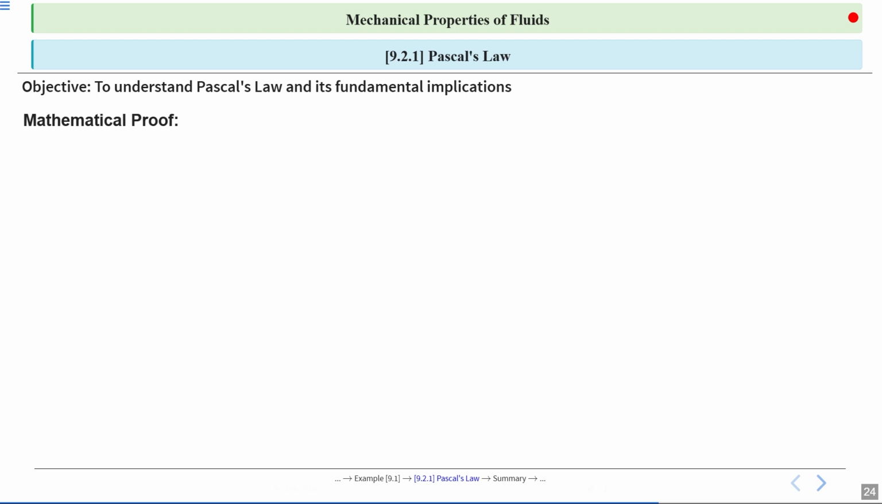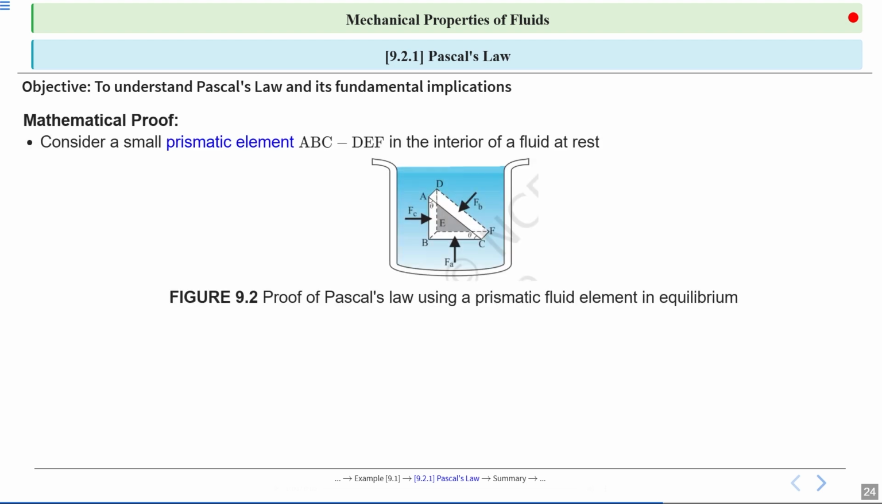Now, mathematical proof. Consider a small prismatic element labeled A, B, C, D, E, F within a fluid at rest. Figure 9.2 shows a fluid element in equilibrium, which is essential for proving Pascal's law.